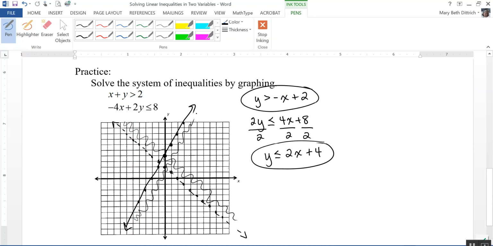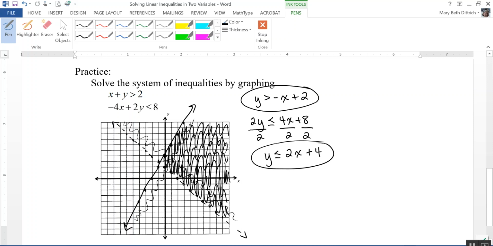And now I need to look at where my shadings overlap. For the dashed line, it's kind of above and to the right. For the solid line, it's kind of below and to the left. So I want to shade in this region nice and dark. And that's where the shadings overlap each other. And what that means is that all of the points in that region are solutions to this system of inequalities.